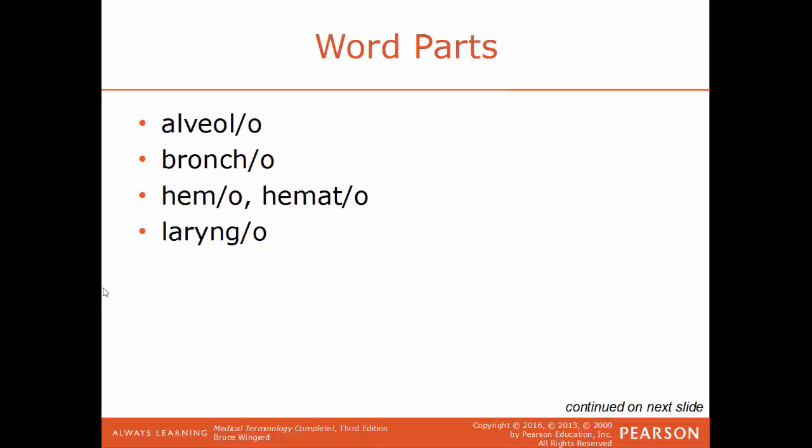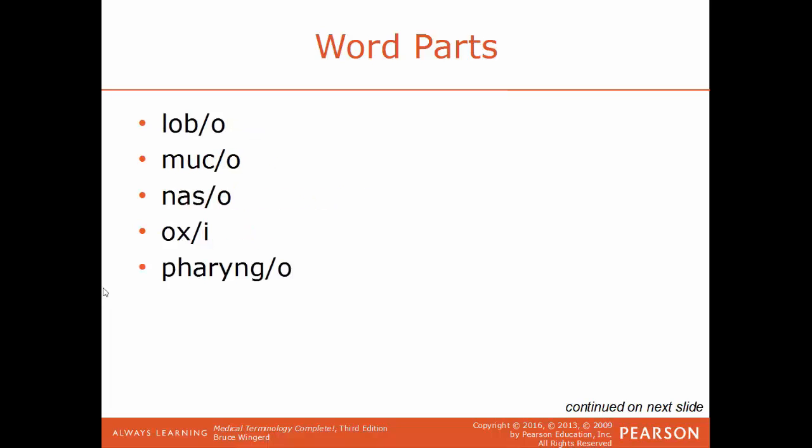Alright, first we'll go over some common word parts that you'll see. Alveolo is a reference to the alveoli, which are the tiny air sacs in the lungs. Broncho is a reference to the bronchial tubes, the tubes that lead into the lungs. Hemato is a reference to blood. And laryngo is a reference to the larynx, or the voice box.